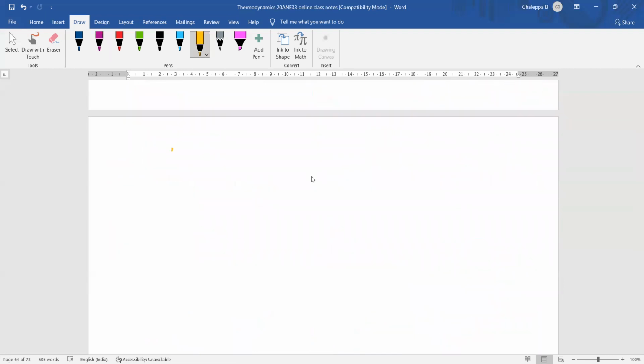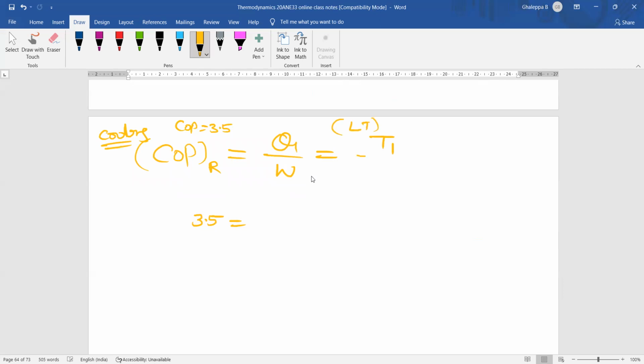So COP of refrigerator is equal to Q1 divided by W. This is the condition I will take, for cooling, because the condition he has given for cooling, COP is 3.5. So we will not get any error, and we will get exact answers. So COP is 3.5. Q1 is related to which temperature? Q1 is related to T1 temperature, the low temperature device.